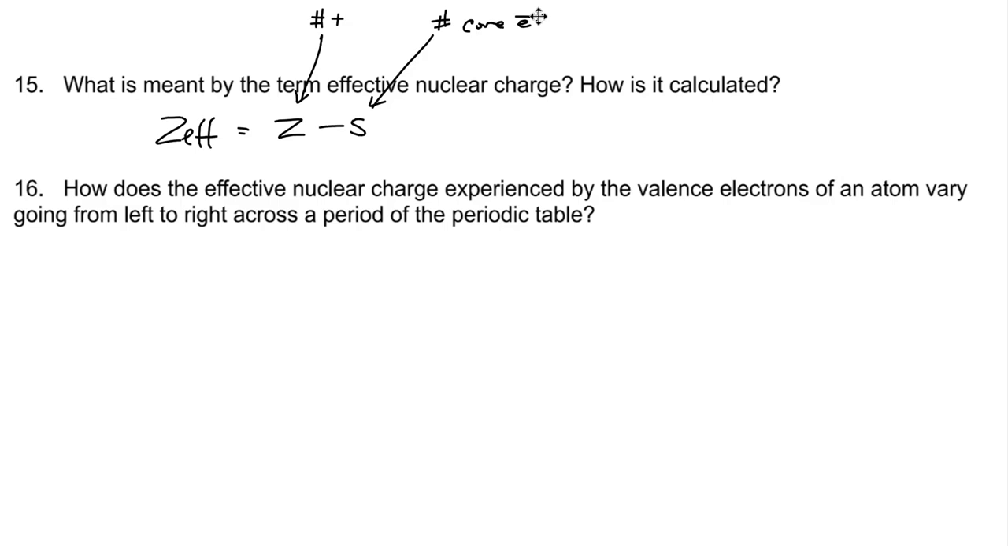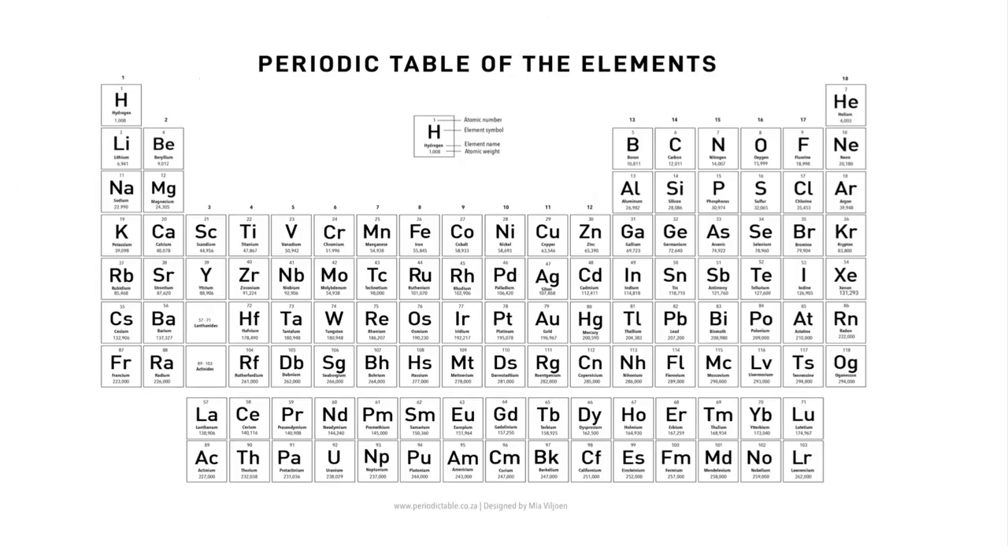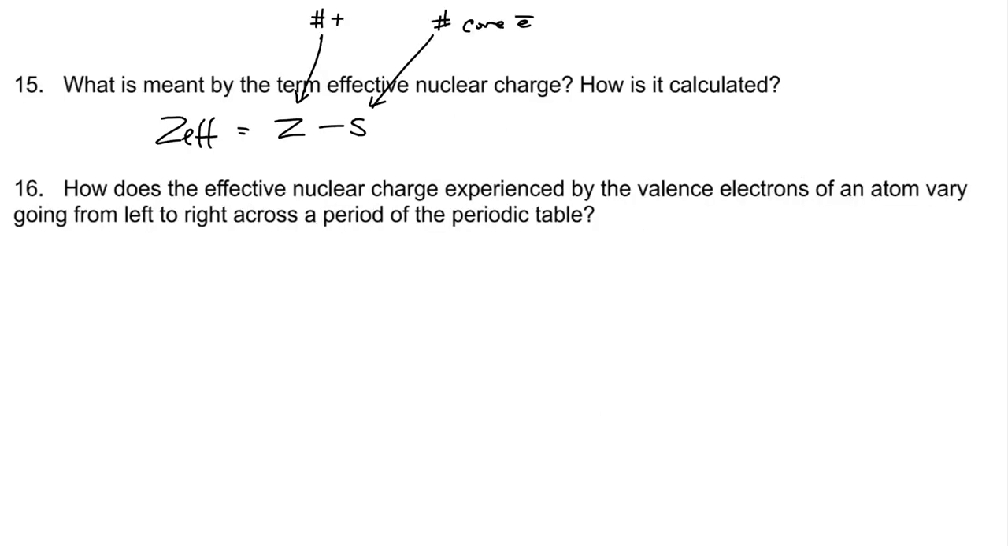That's how it's calculated. How does the effective nuclear charge experienced by the valence electron of an atom vary going left or right across a period on the periodic table? Well, probably the easiest way to look at that, we're just going to make two comparisons. Let's compare lithium and fluorine. They are elements in the same period as we go across. I'll draw just a real quick Bohr model.